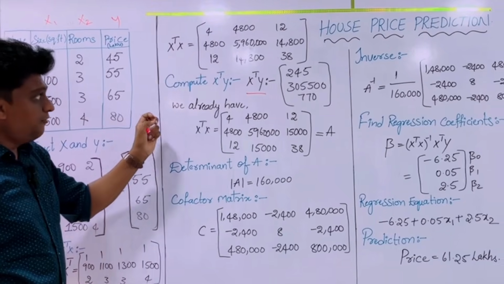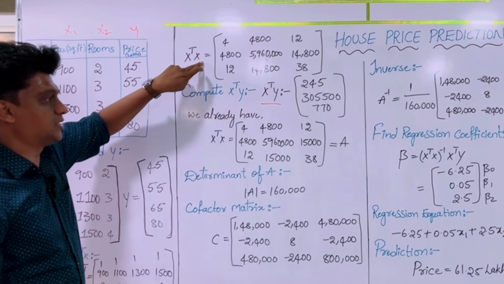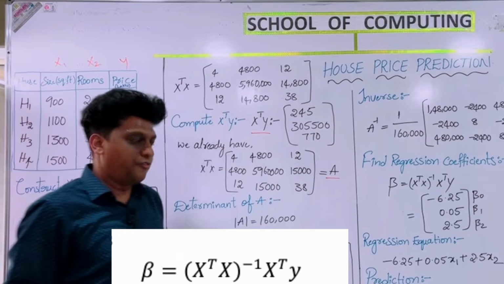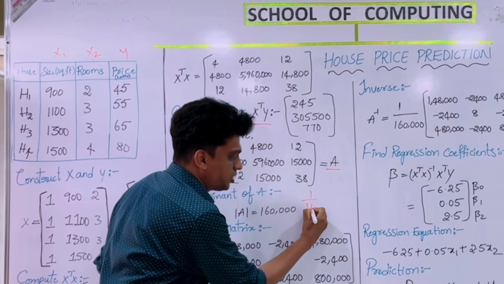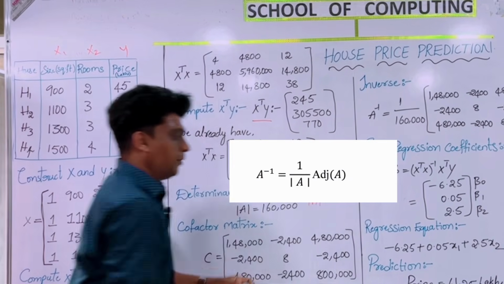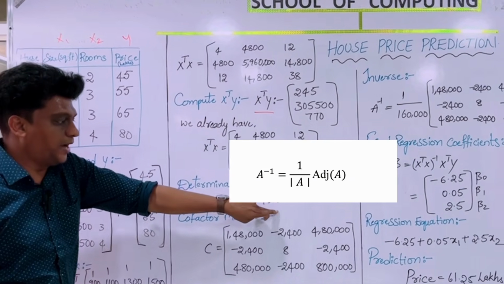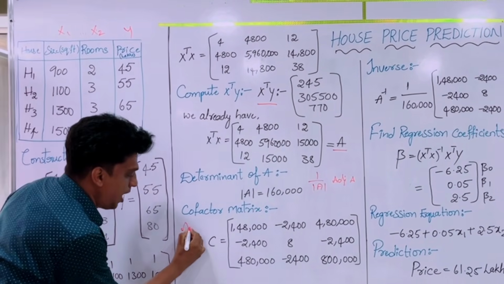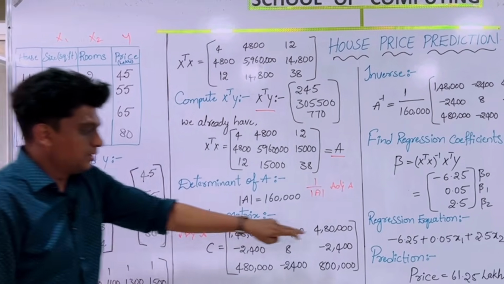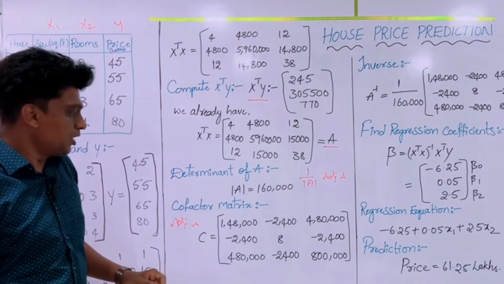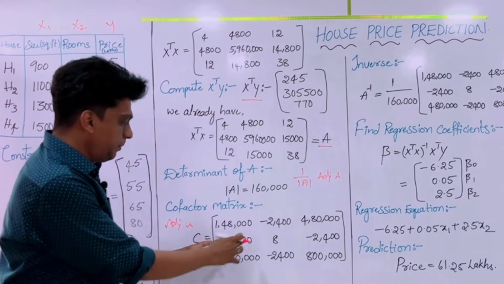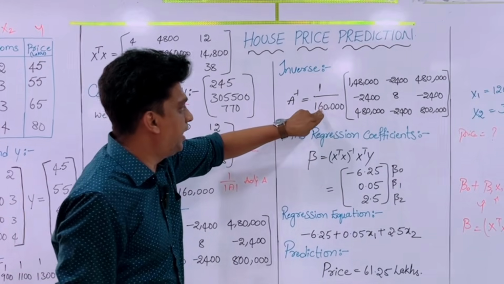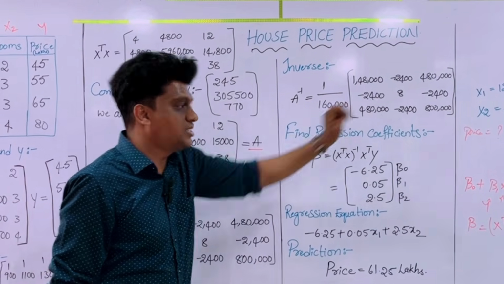Now we need to find the inverse of this x transpose x. We can consider this term as A. In mathematics, the formula for finding A inverse is 1 by modulus of A into adj A. This is how the determinant of A has been found, and it is 1,60,000. Then the covariance matrix, which is nothing but adj A, is found as this 3 cross 3 matrix. Now we multiply this term and divide it by the determinant of A, so 1 by mod A into adj A. This is nothing but the covariance matrix.